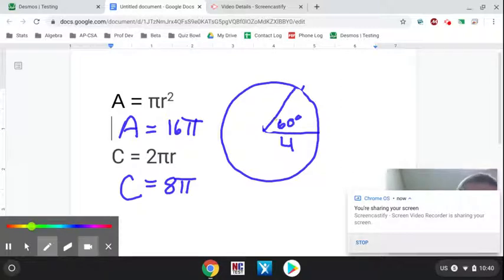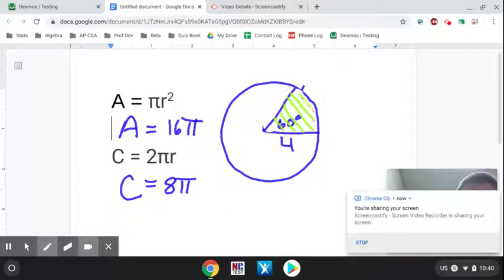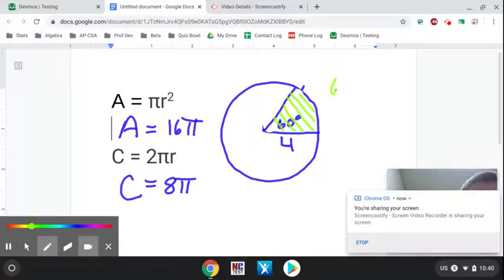The sector is just like this pie-shaped piece that I'm overlaying in green there, like a slice of pie or a slice of pizza cut out of that circle. So if I'm not wanting the whole circle, but I'm just wanting that, the best way to do it is to just look at what fraction of the circle I have. So I have 60 degrees.